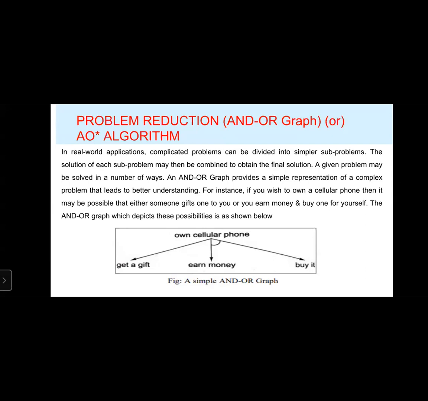Clear? For instance, if you wish to own a cellular phone, then it may be possible that either someone gives one to you, or you earn money and buy one for yourself. The AND-OR graph which depicts these possibilities is as shown in the figure below. This is the diagram: own a cellular phone. The first case, get a gift. And the second case, earn money and buy it.